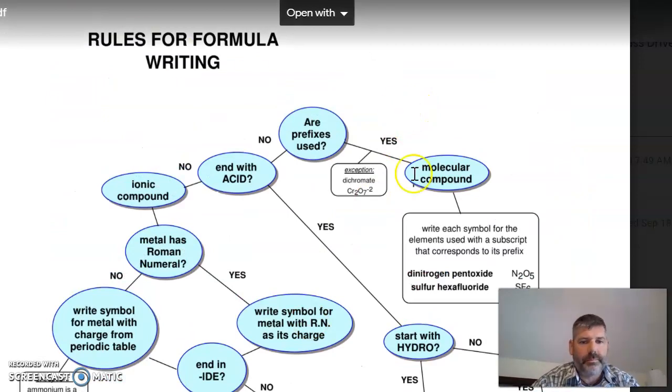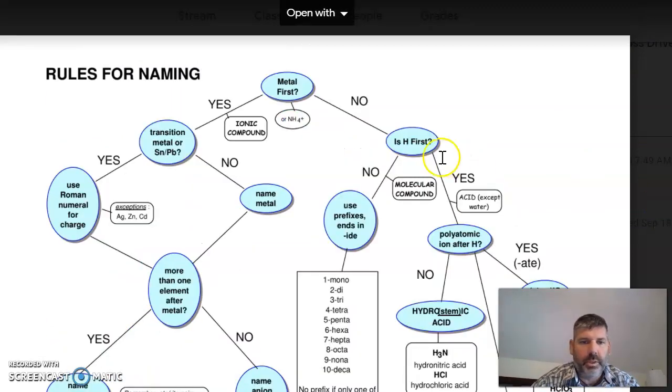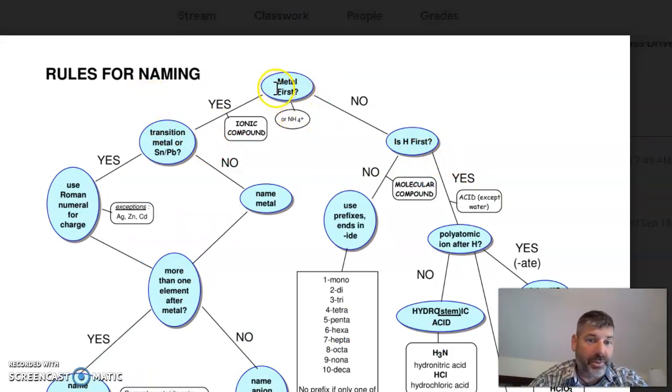And then, if you want to look at the other one quickly, if you're naming something from a formula, is there a metal first or NH4? If the answer is yes, it's something that's ionic. We go down that track. Is it a transition metal, lead, or tin? If that's yes, you've got to get the T chart out and figure out what that Roman numeral is. If the answer is no, you just use the metal name and you're there.